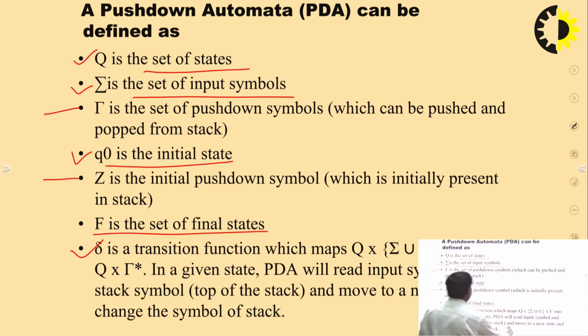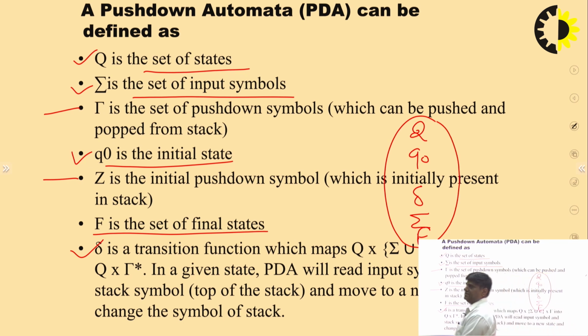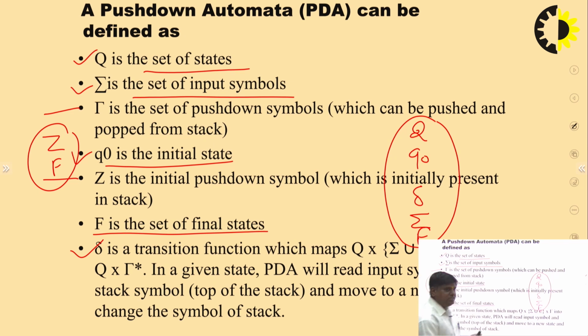Now, Q, Q naught, delta, sigma, F: these 5 symbols are known as the deterministic finite automata, or the finite control. And these 2 symbols, Z and tau, tau is related to the stack. It means the basic definition of the PDA: a finite automata with memory is known as the PDA.